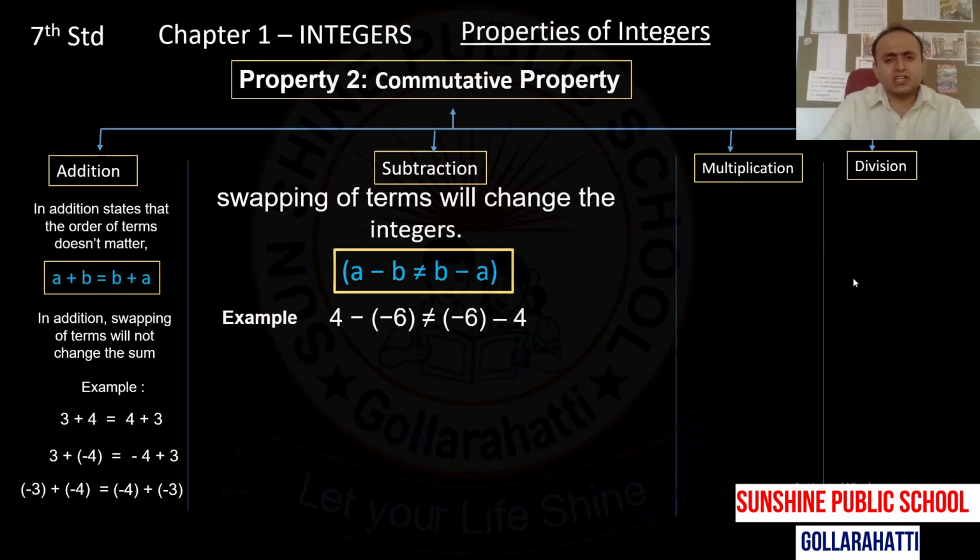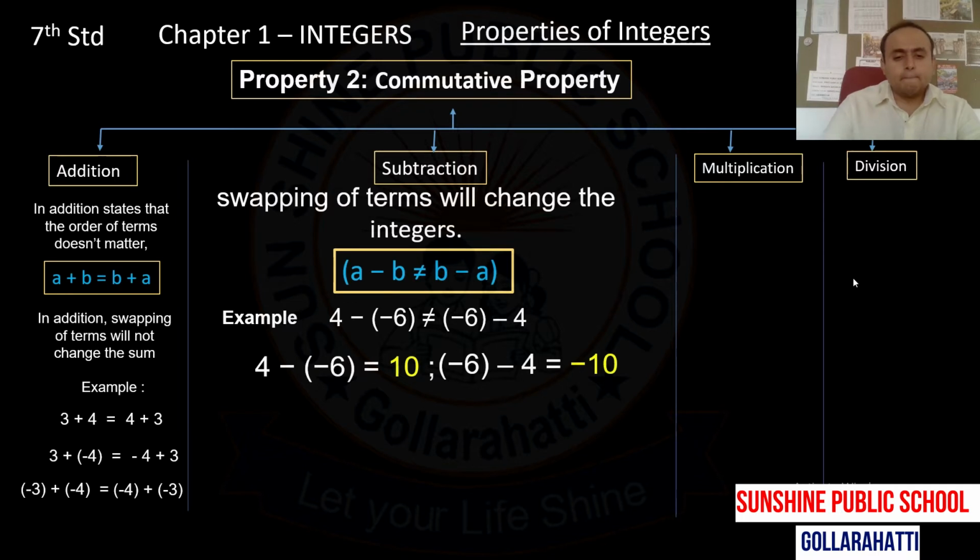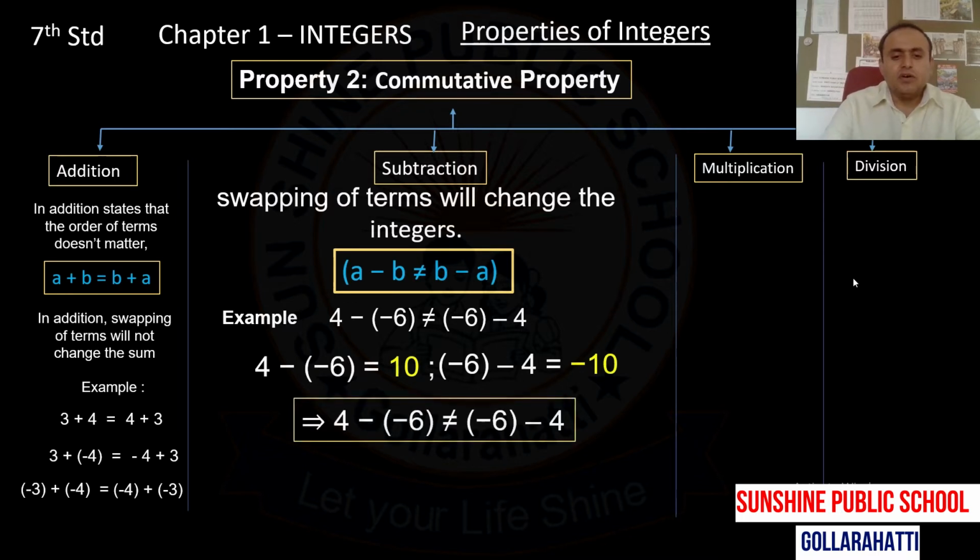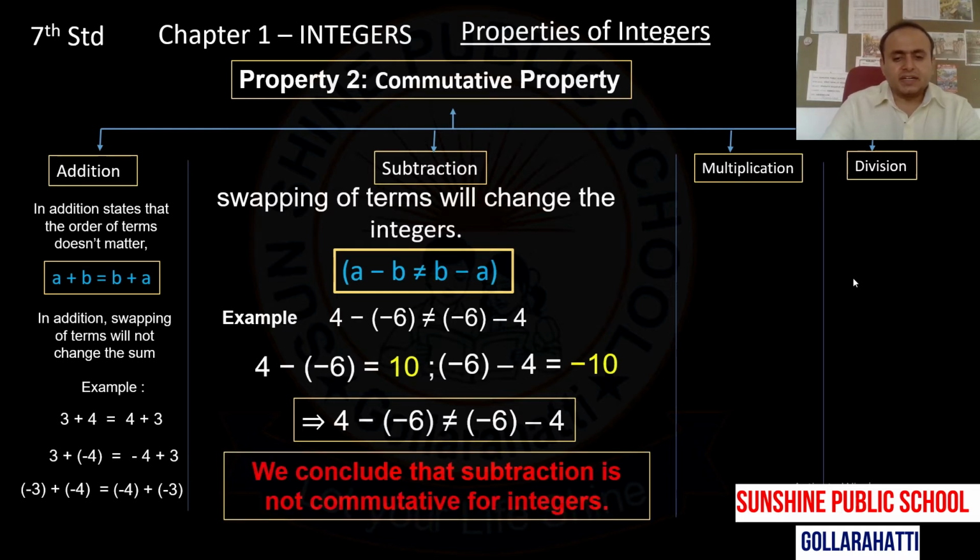Here 4 minus of minus 6 is not equal to minus 6 minus 4. So 4 minus of minus 6 becomes plus 10, that is, 4 minus of minus becomes plus, so 4 plus 6 becomes 10. Here minus 6 minus 4 becomes minus 10. So here plus 10 has come, and here minus 10. So 4 minus of minus 6 is not equal to minus 6 minus 4. So commutative property does not satisfy under subtraction. So we conclude that subtraction is not commutative for integers.